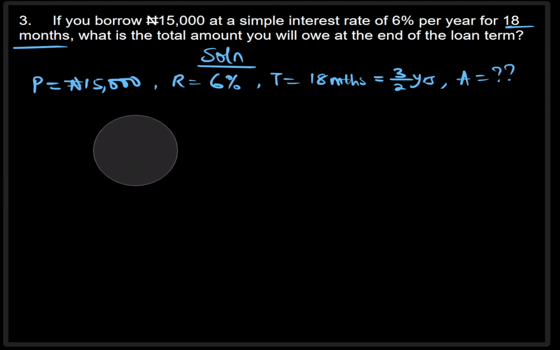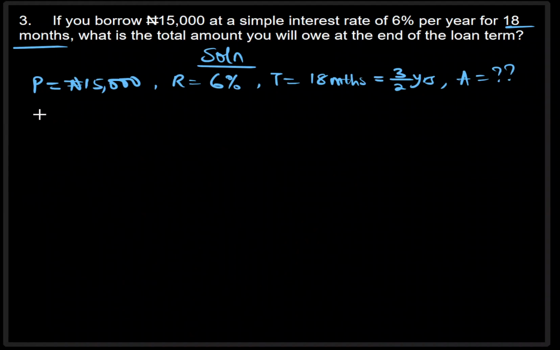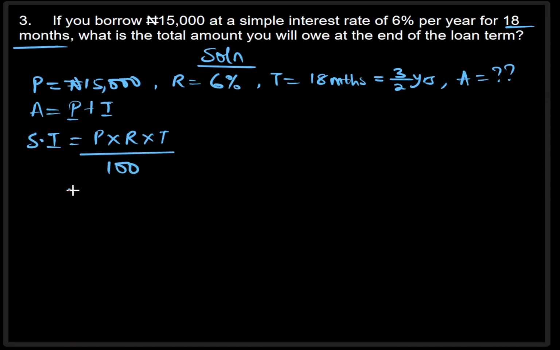All right, so let's proceed. I think it's still the same thing we did in the previous questions. Amount equal to principal plus interest. This formula will help you to know what is missing and what you need to find. So we have our principal, but there is no interest. So simple interest equal to principal times rate times time all over 100.